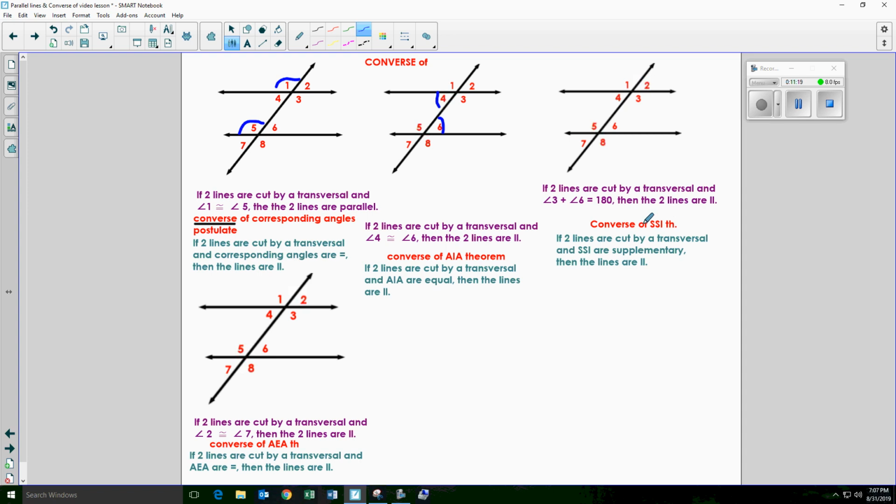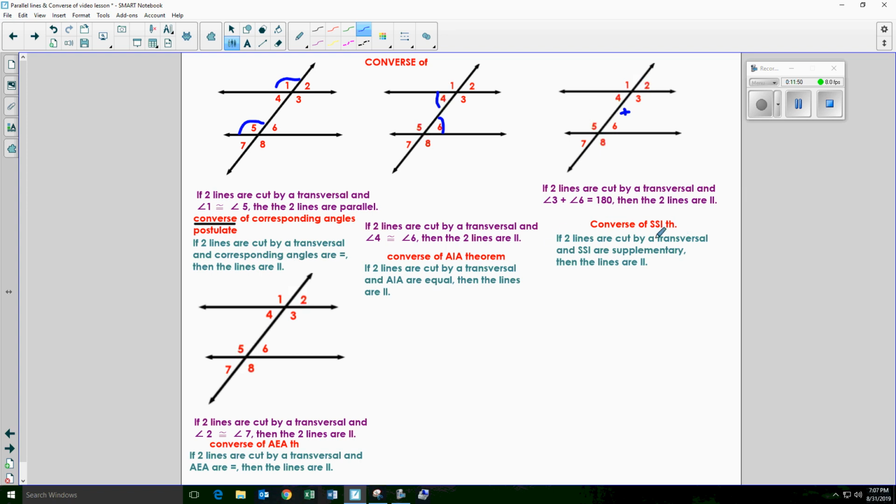Well, if you remember from the last page, same side interior angles, they are not congruent because it starts with an S. The same side interior angles must be supplementary, which means the two angles just add to 180. That's why you see that here. If two lines are cut by transversal and angle 3 plus angle 6 add to 180, then we can say that these two lines are parallel. Or it could have been if angle 4 plus angle 5 add to 180, then the two lines are parallel.